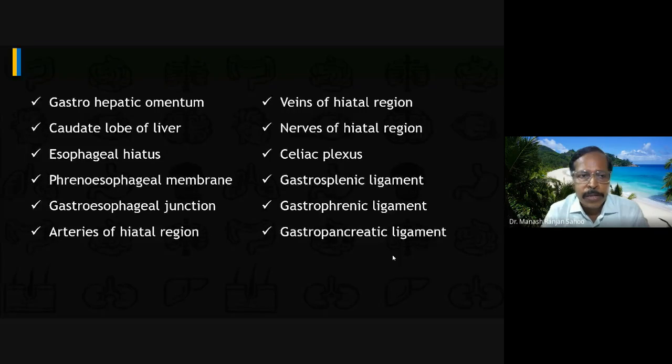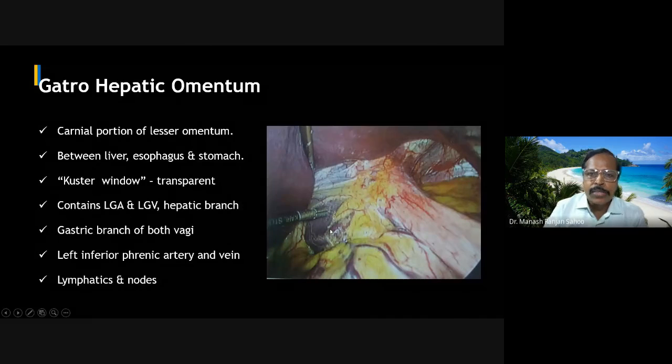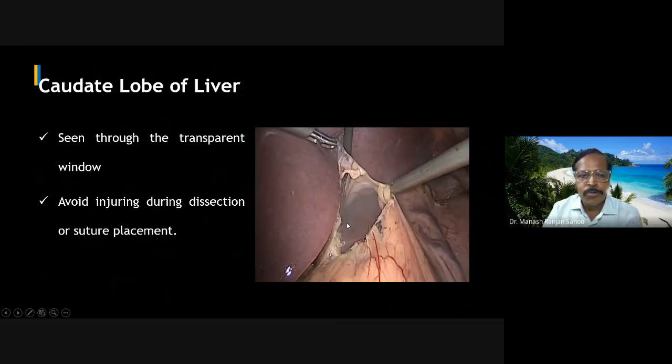The gastrohepatic omentum is the cranial portion of the lesser omentum, between the liver and the esophagus and the lesser curvature of the stomach. This is called the gastrohepatic omentum, which is otherwise also called Custer's window, and it contains the left gastric artery and vein and the hepatic branch of the vagus. The left inferior phrenic artery and vein you can also encounter, along with lymphatics and lymph nodes.